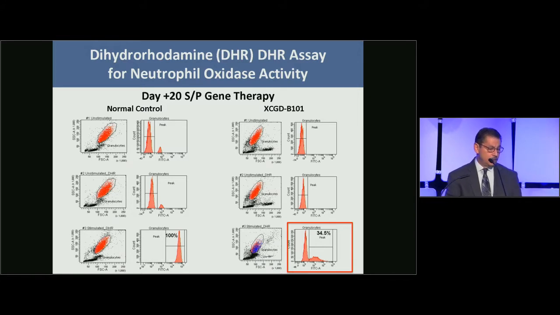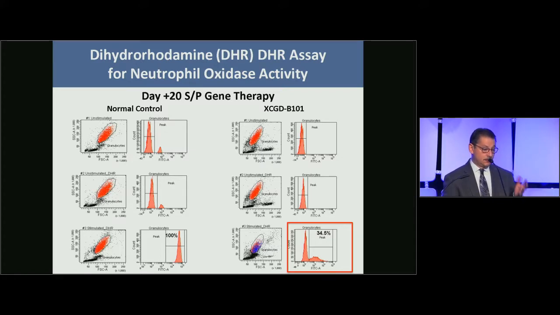So this is now the data. This is an assay called the dihydrorhodamine, or DHR assay. DHR is a fluorogenic dye which is converted by oxidation to a fluorescent form. And so when neutrophils are activated, they will convert this dye to a fluorescence if they have an intact neutrophil complex. So going down the left is a healthy control.